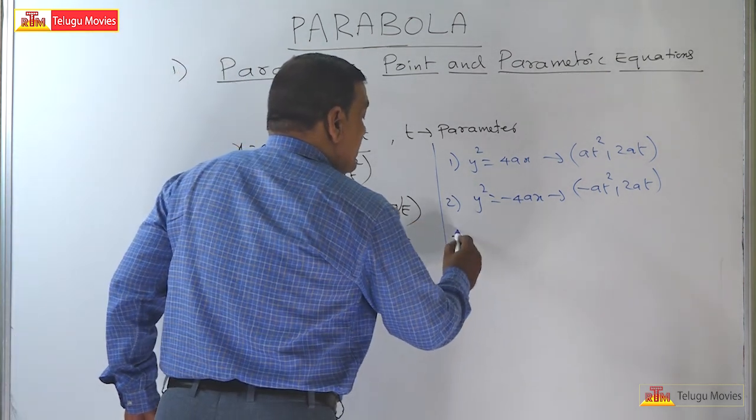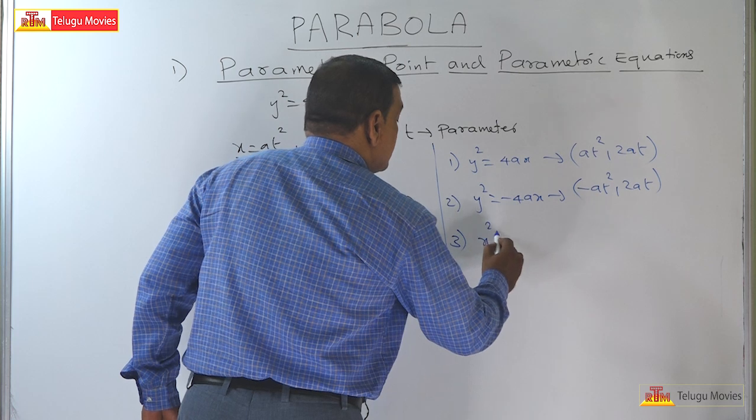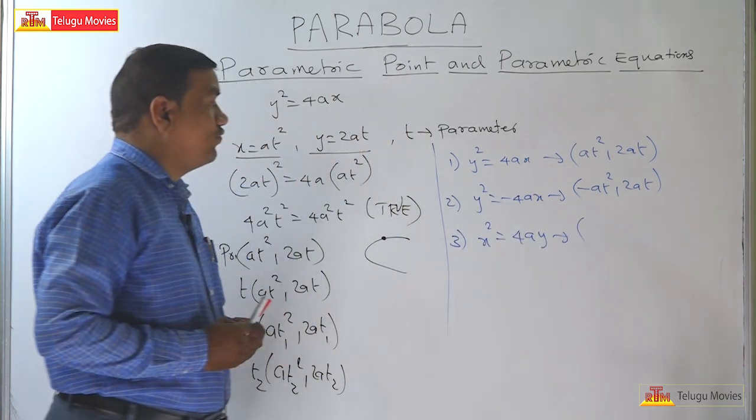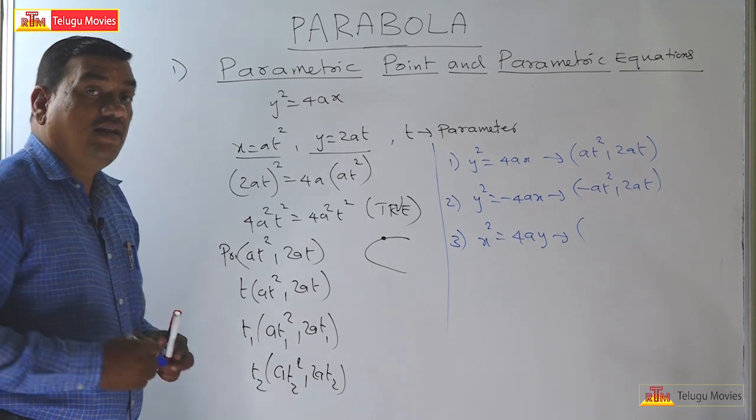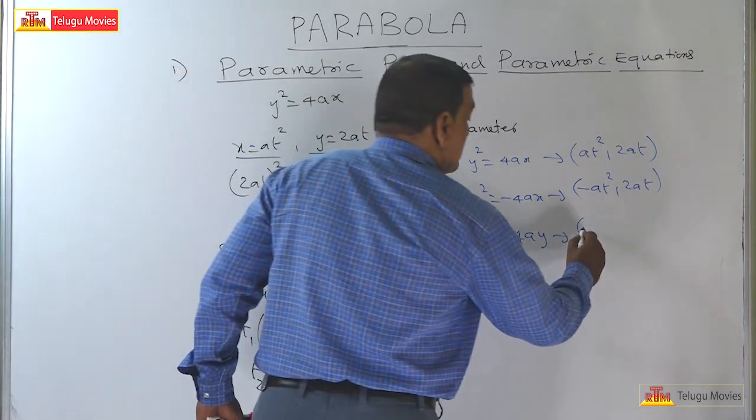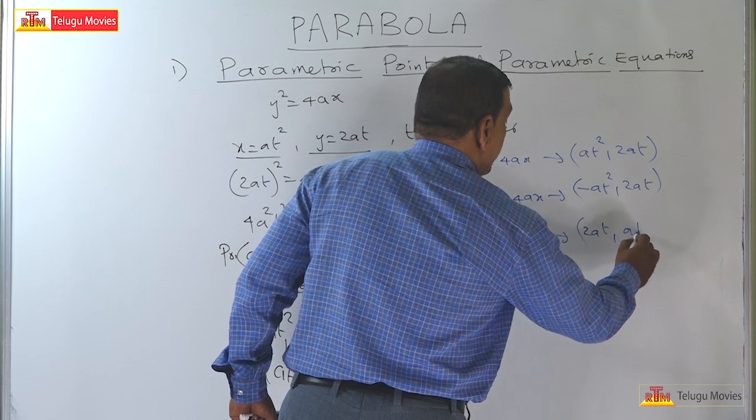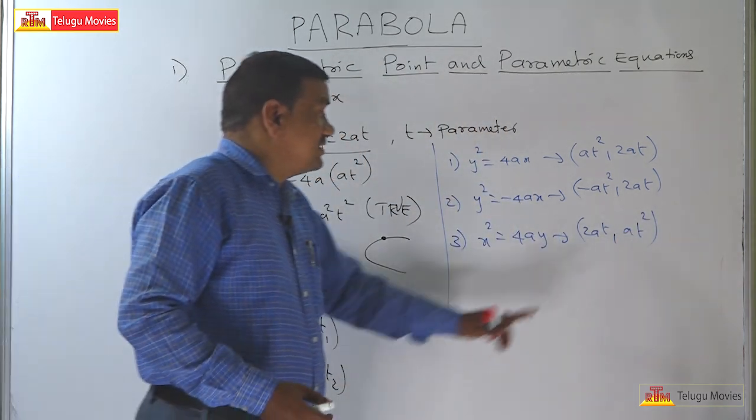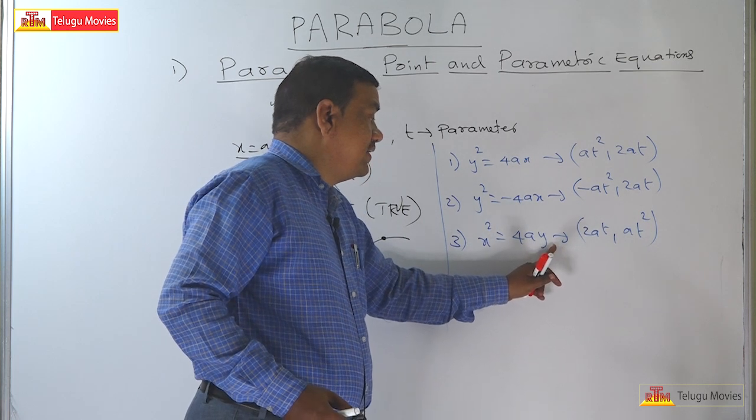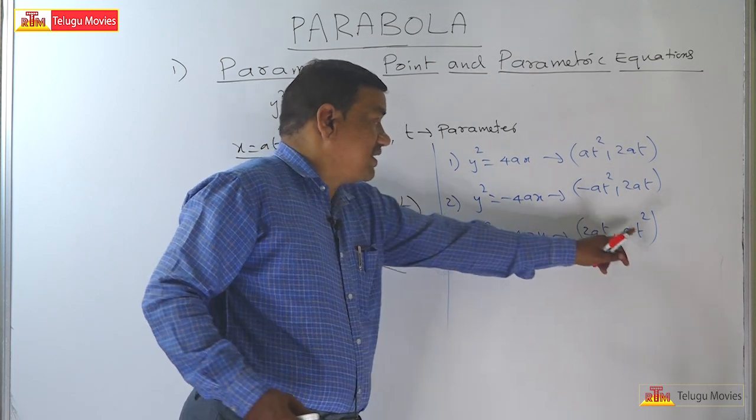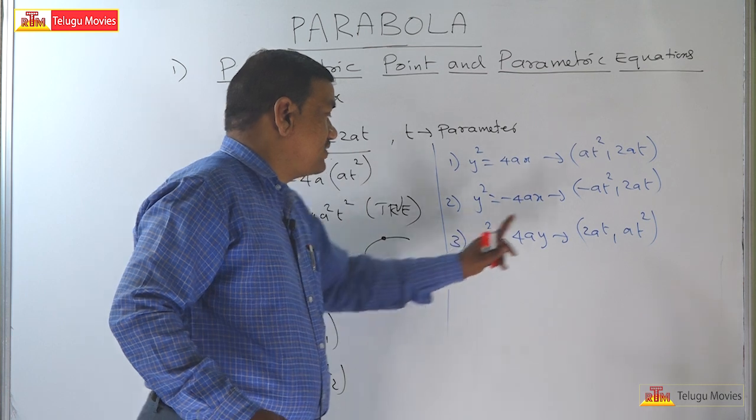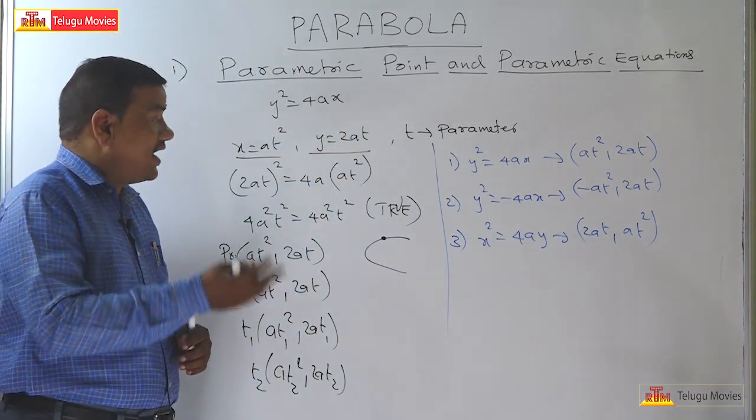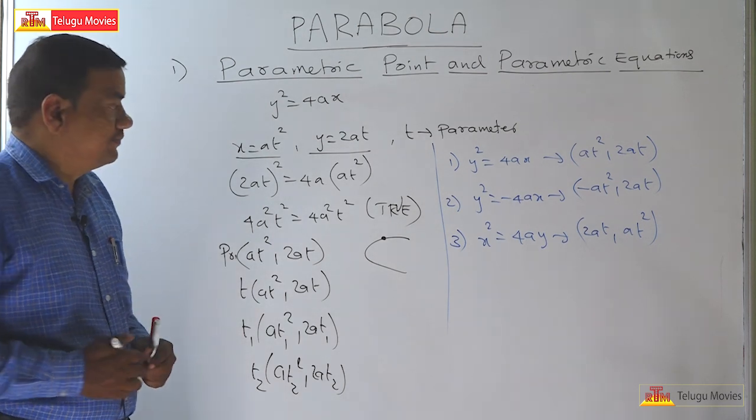If your parabola is x square is equal to 4ay, then the parametric point is 2at comma at square. That means in place of y substitute at square and in place of x substitute 2at, you will get 4a square t square and 4a square t square.